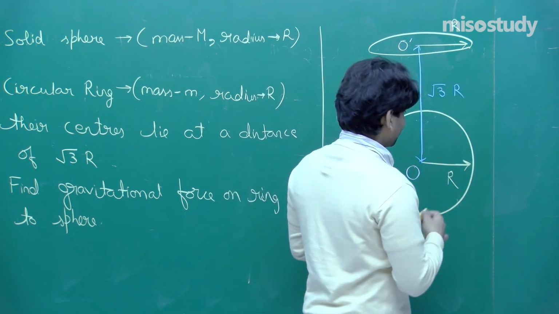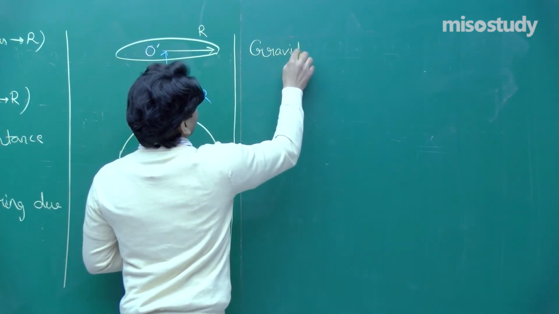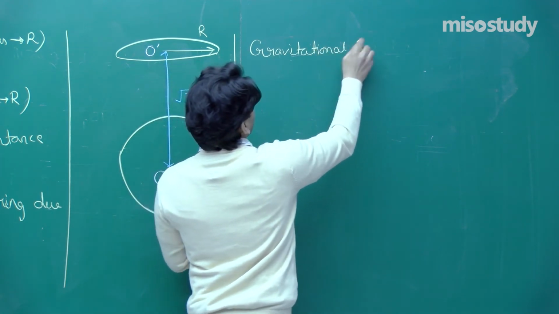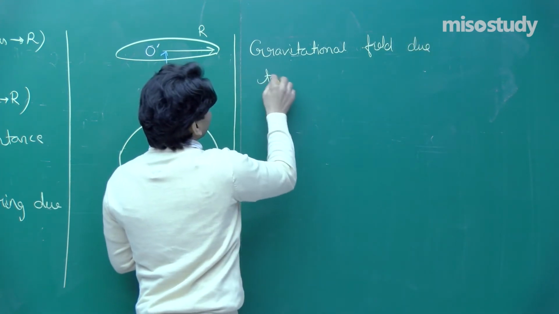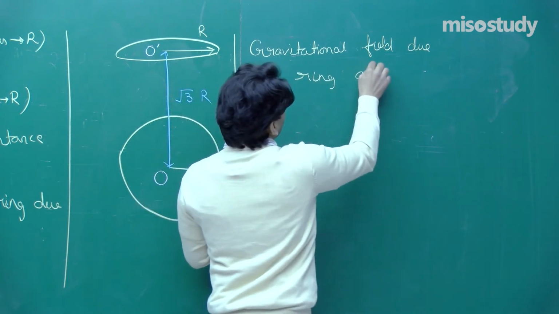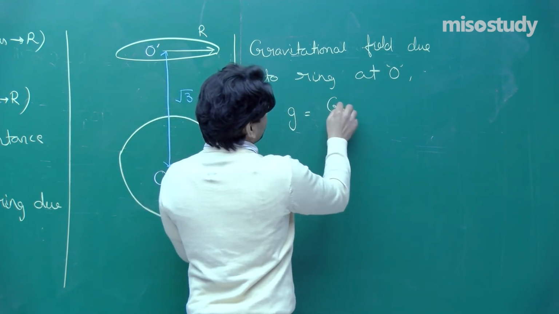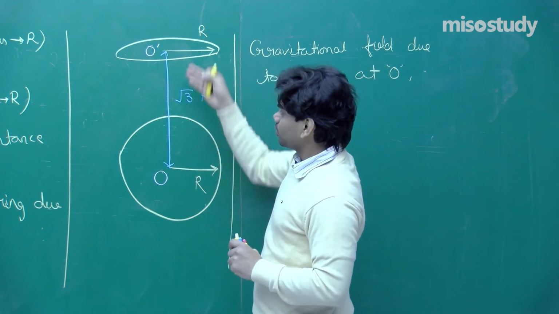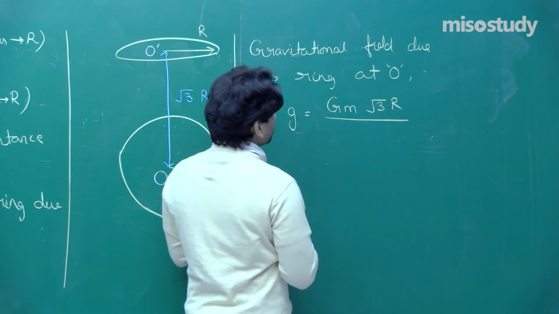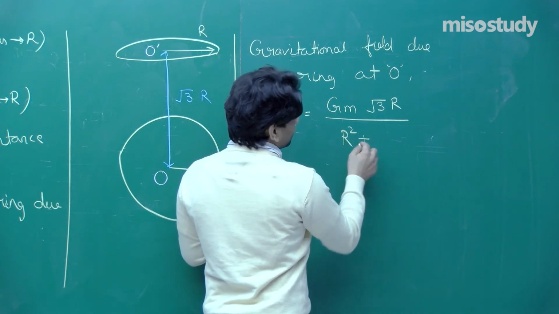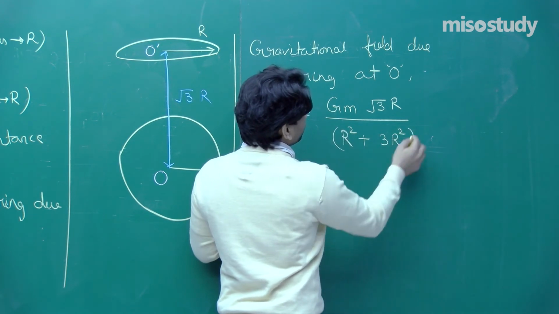So gravitational field due to ring at O, that will come out to be, we already know the value of field due to a ring is nothing but G M times the distance, and this distance is root 3 R. So G M root 3 R upon its radius whole square plus again its distance whole square, that is root 3 R whole square, to the power 3 by 2.